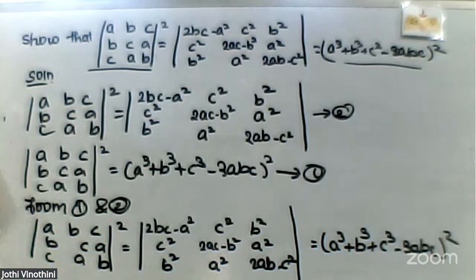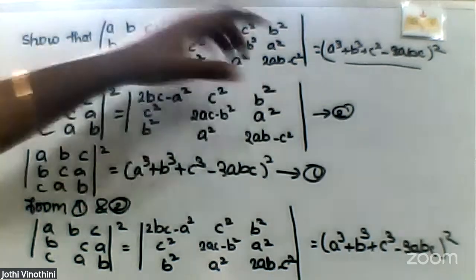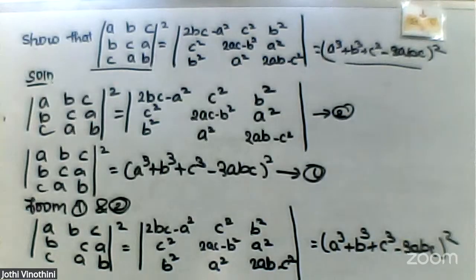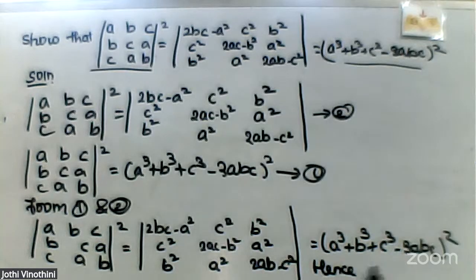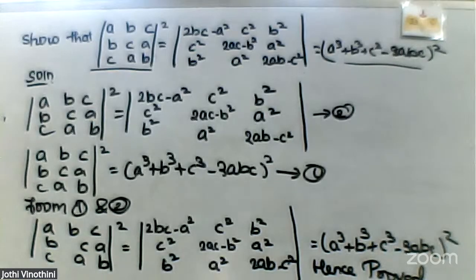Right. So now see what we are going to solve. What we have to show is this term. So see what we get. So finally we can write hence proved. Hence proved. Okay? So I will give you 1 minute so that you can copy this and we will move to the next sum.